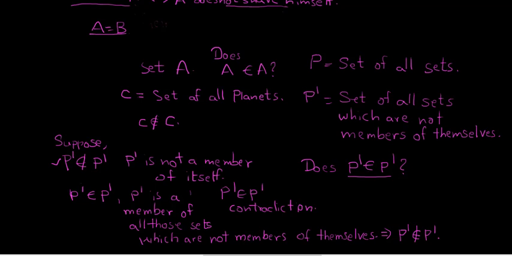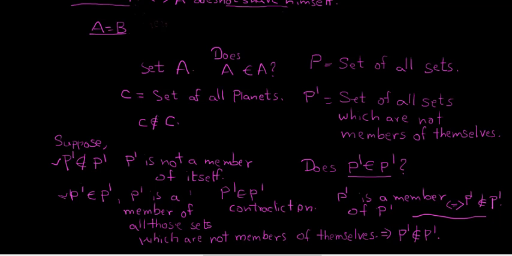And when we look at both the cases, we have this: P prime is a member of P prime if and only if P prime is not a member of P prime, and this is where the paradox starts. So this is indeed a contradiction. Saying something is a member of itself is only true when it is not a member of itself is a contradiction.